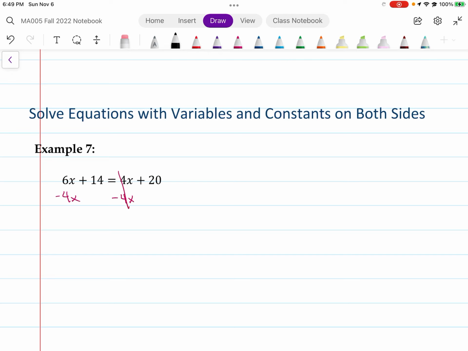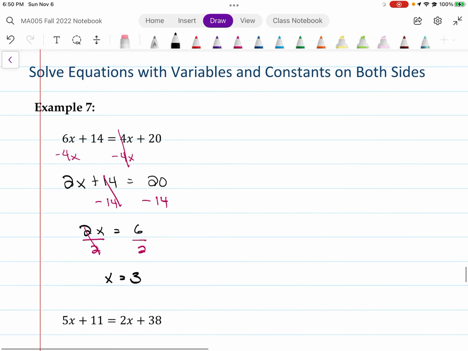So I get 6x minus 4x is 2x. I've still got a 14 right here, equals 20. So now my x's are on the left, I'm going to get the constants to the right. So I'm going to say minus 14, and I get 2x equals 6. All right, so I'm going to divide both sides by 2. And I get x equals 3. All right, next one.